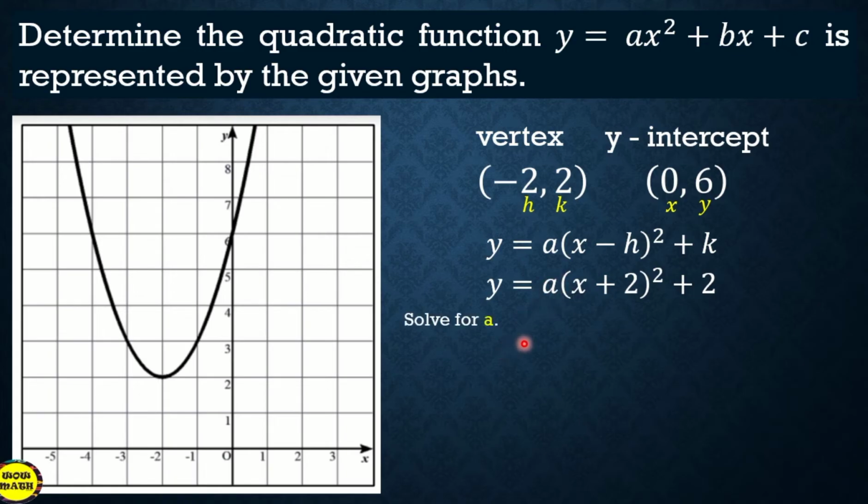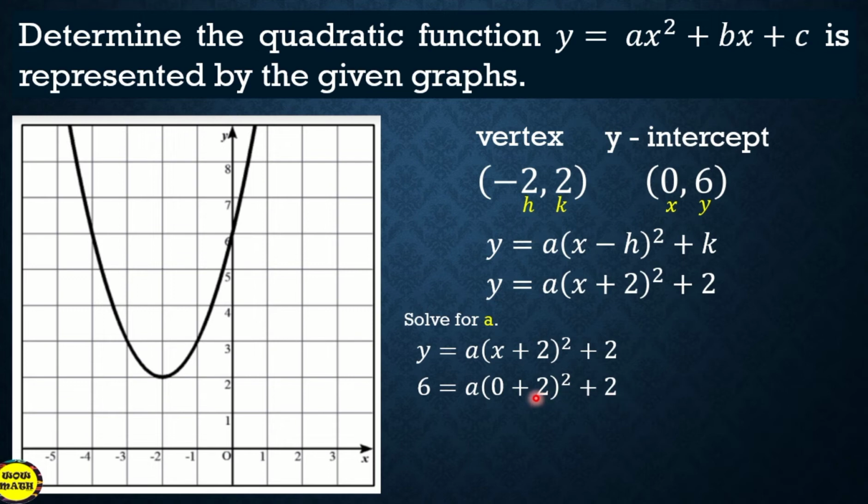So to solve for a, gagamitin natin yung another point na given natin, which is yung y-intercept, that is 0 and 6. So, paano natin gagamitin to? Using the vertex form, kung saan sinubstitute na natin yung h and k natin, isa-substitute natin yung value ng x, that is 0, and yung value ng y, that is 6, dito sa function na to. So, papalitan natin ang y ng 6, and then papalitan natin yung x ng 0. So, y, that is 6 is equal to a times 0 plus 2 squared plus 2.